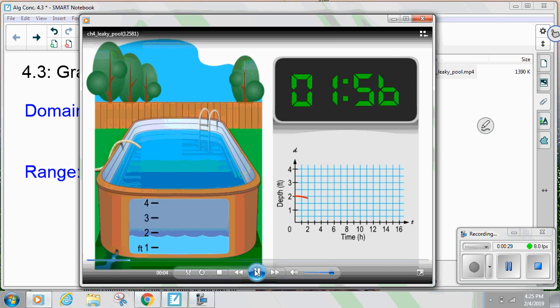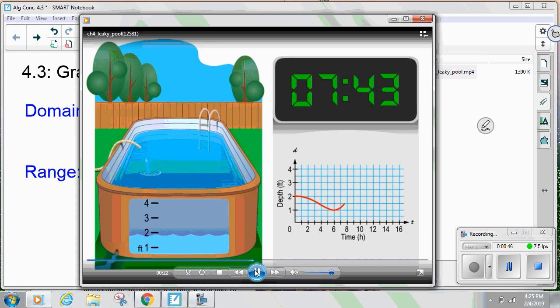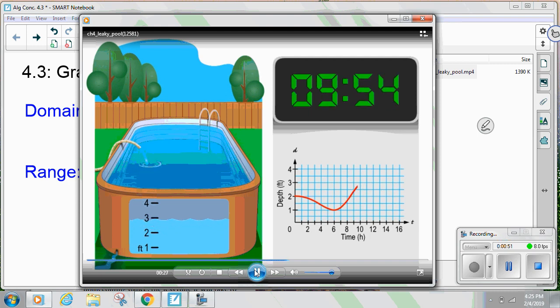So it looks like we have time up there on the upper right, and time is in hours, according to our graph. So what's happening to the depth of the pool as time passes? It looks like as time is passing to 6 hours, the depth of the pool is actually getting lower. And then starting at 6 hours, the depth of the pool is rising. Okay? And so it rises until 10 hours. At 10 hours, the depth of the pool stays steady for a little while. And then it looks like the depth of the pool starts to lower again.